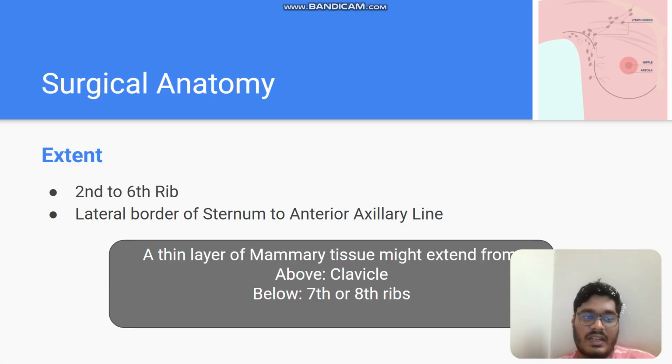So, starting with the surgical anatomy. In surgical anatomy, the first thing that we need to know is the extent of breast. Where does the breast lie? So, the breast lies around the second to the sixth rib, and it lies from the lateral border of the sternum to the anterior axillary line. A thin layer of mammary tissue might extend from clavicle to seventh or eighth rib. This is important to know because when a mastectomy is done, we need to remove all of the breast tissue, and this information comes in handy in those cases.